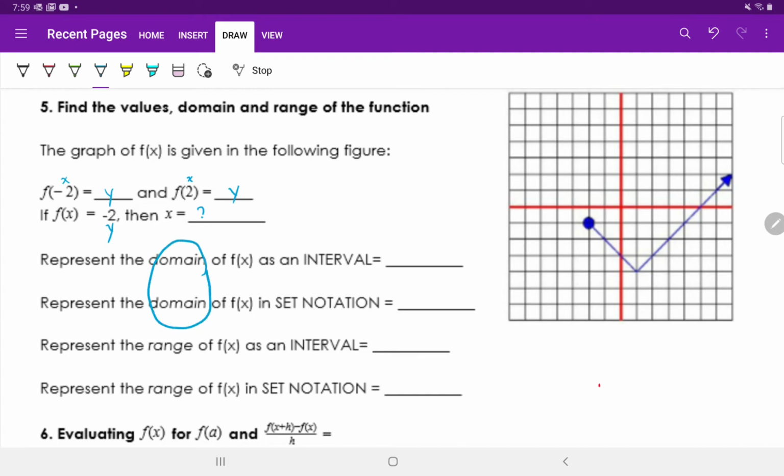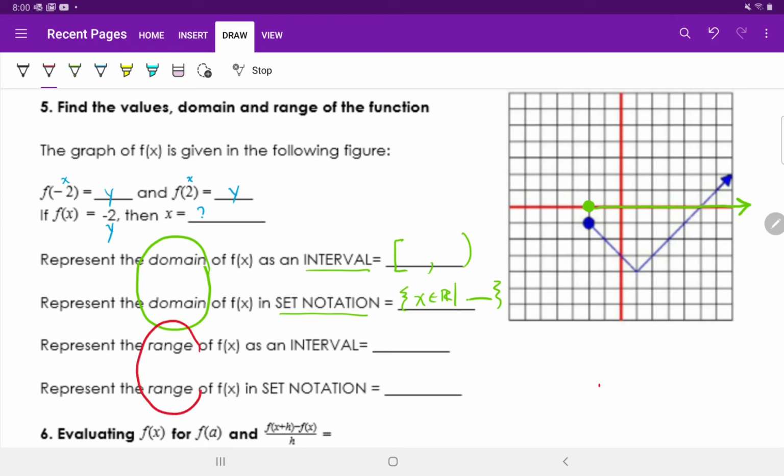For domain, I'm going to use a different color here. For domain, we want to find all of the x values that this function contains. So that's going to be all of these. And first we'll write it as an interval, so something like this. And next we'll write it as a set, so the set of all x in the reals, such that, and then have your set there.